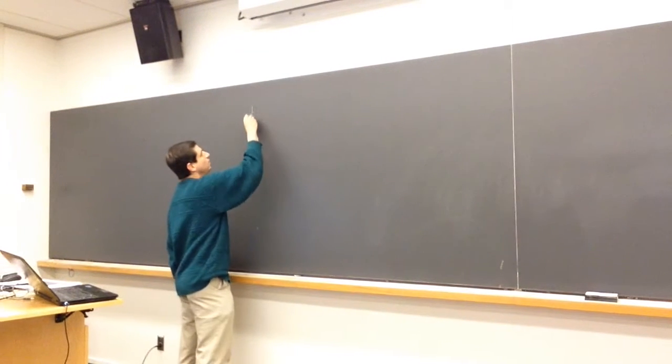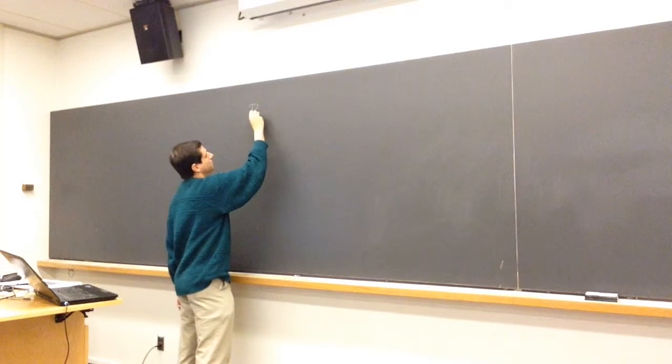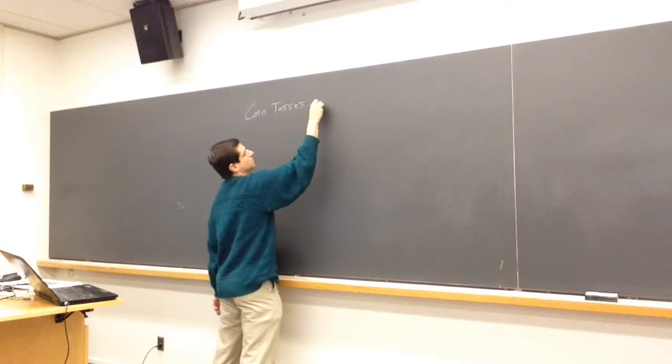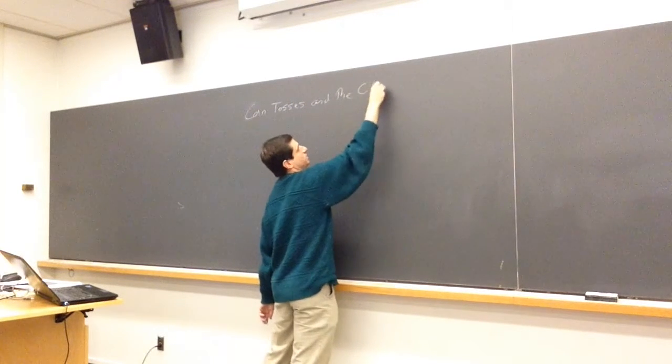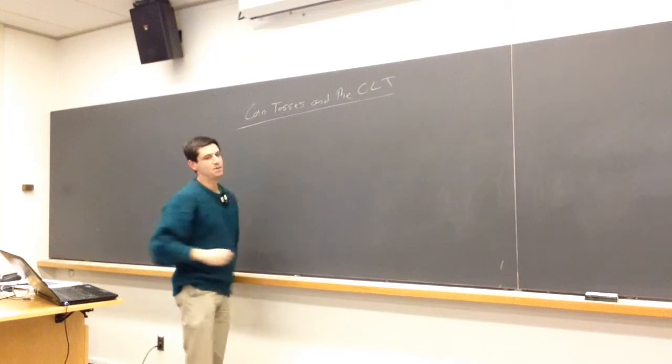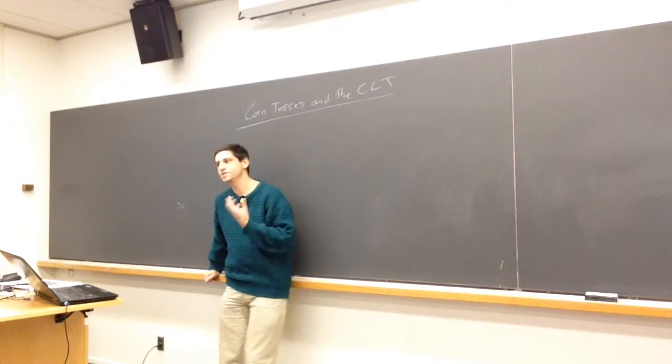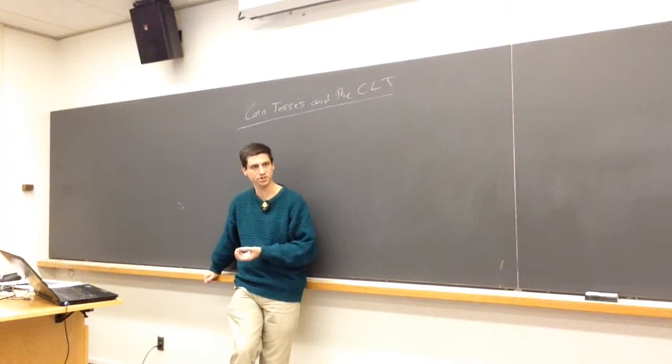All right, so what I want to do now is let's do it this way. Coin tosses and the central limit theorem. If there's time at the end of today, I'll pass out pennies and we can actually talk and simulate doing this. What I want to do is prove the central limit theorem in a very simple case, the case of fair coins.